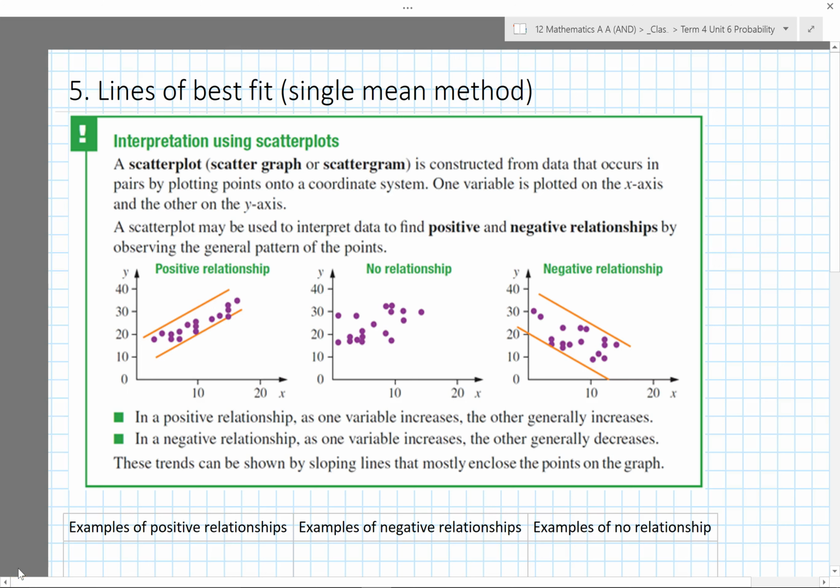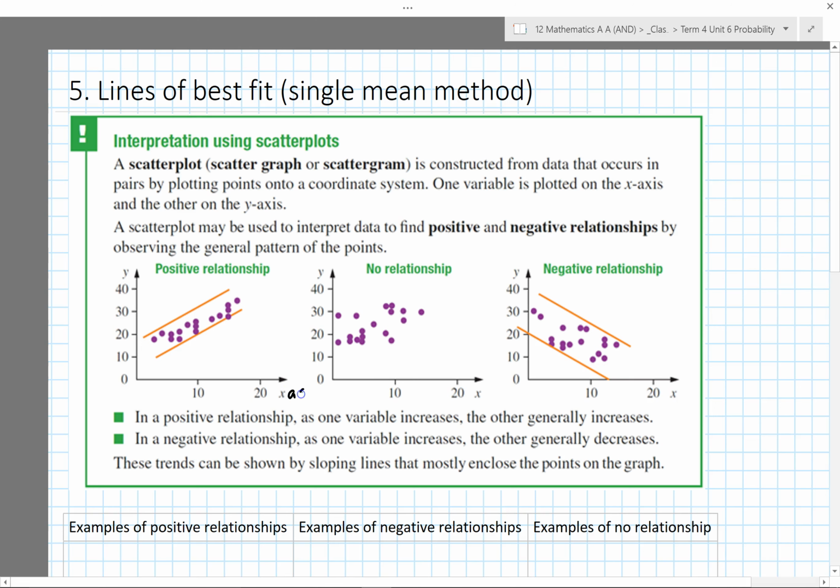This is the first lesson on lines of best fit, just using the singles means method. We're going to be looking at a few scatter plots and trying to find relationships between two variables. As it says here, a scatter plot is constructed from data that occurs in pairs. So you might ask someone how old they are and how much money they earn, and plot those points onto a coordinate system. One variable is x and the other is y.